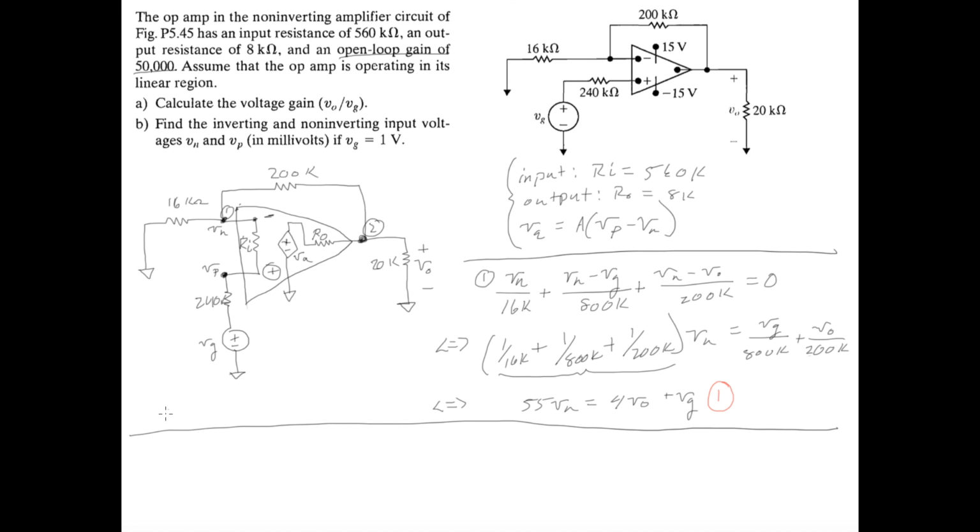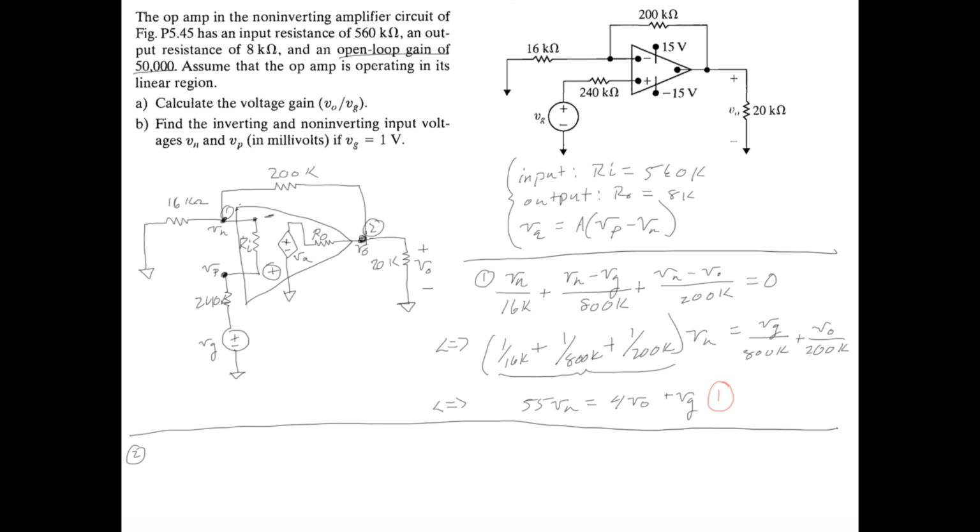So at node 2, what do we have? We have this current leaving. And this node right here is just V0, right? It's the same exact voltage as the voltage across this resistor. So the voltage at the node is just V0.